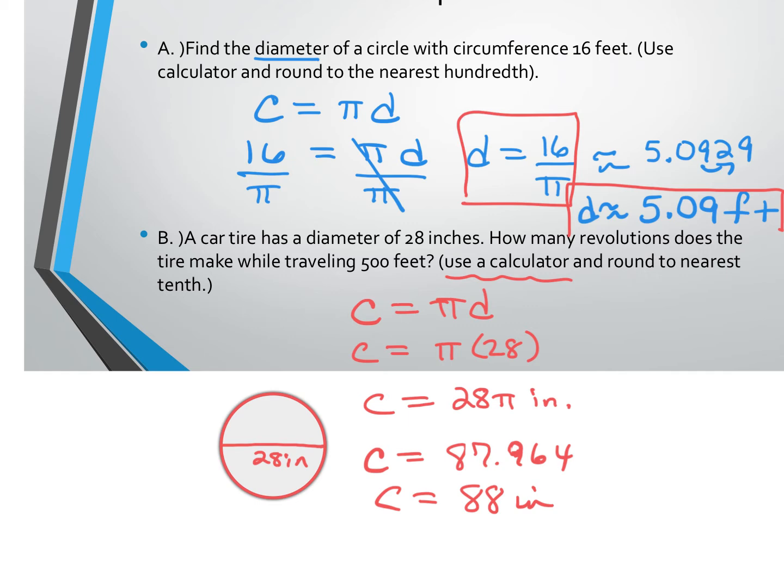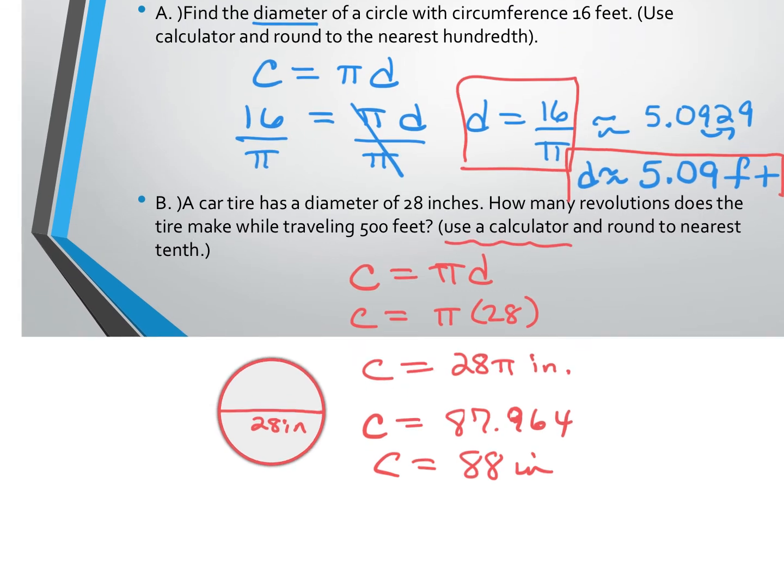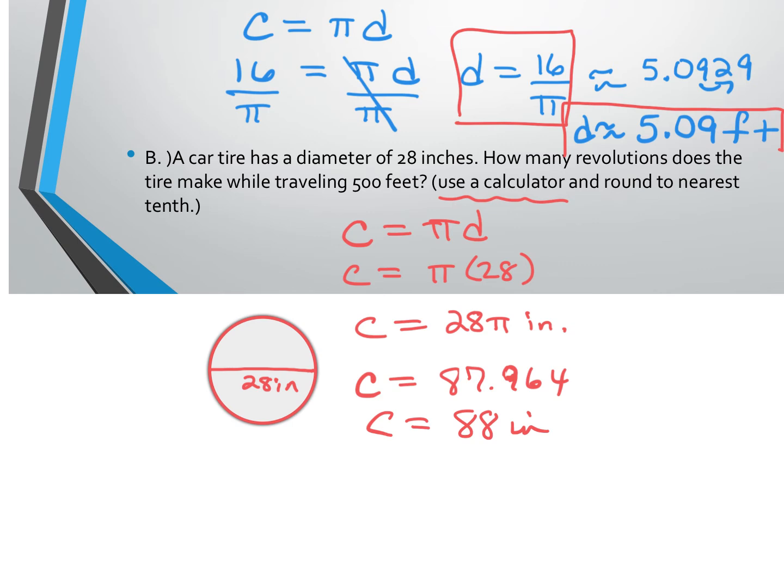I'm now going to convert those 88 inches to feet. I know that there are 12 inches in a foot. So I'm going to divide 88 by 12, and I get 7.3. So in feet, it's 7.3.